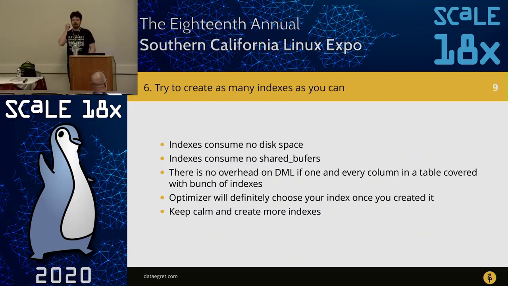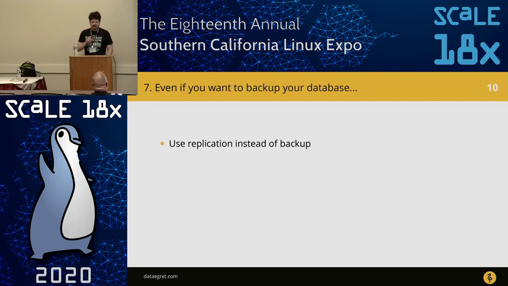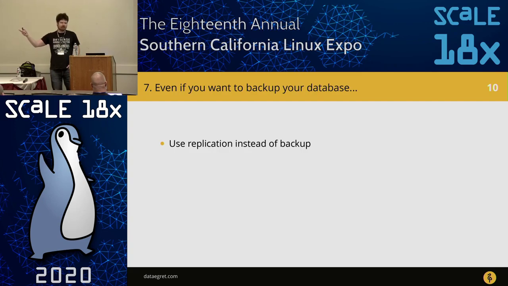Optimizer automatically will choose the indexes you created because you are a boss here. Optimizer is some sort of like a service person. Keep calm, create more indexes. That's a good approach. Even if you want to back up your database, well, I would say it's already too good practice. You can use replication instead of backup. And then someone deletes something. You probably could switch over. And, well, it doesn't help. So it's proper worst practice, yeah.